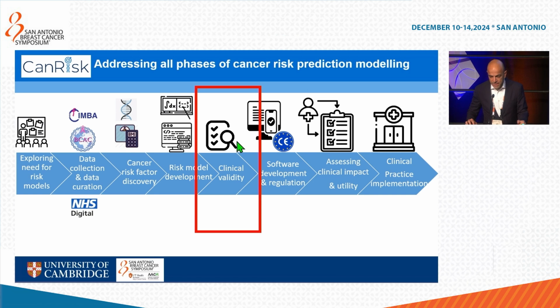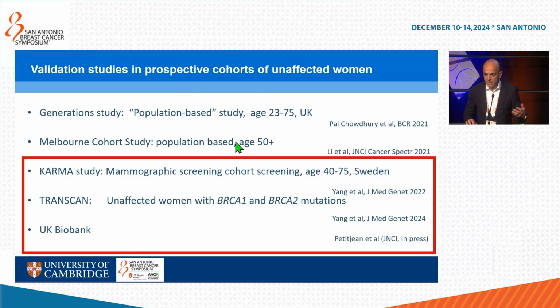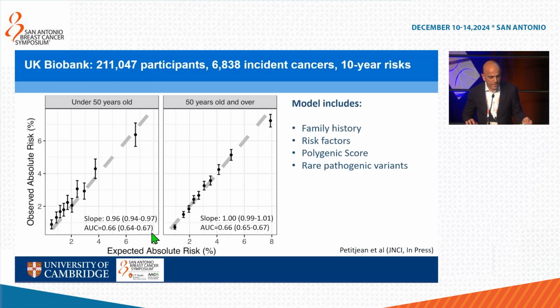So the next step is assessing the clinical validity of these models in independent prospective studies. There have been several studies now published looking into this. I'll describe the results from the 3 more recently published studies from different clinical settings, starting with the latest study that is currently in press. This was in the UK Biobank of around 211,000 participants, where we had data on all the risk factors that are included in the model except mammographic density.